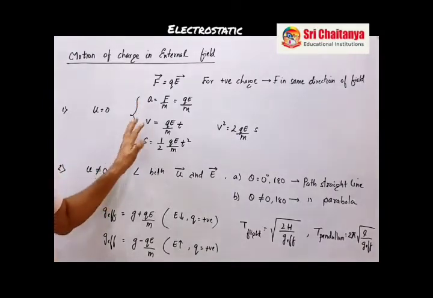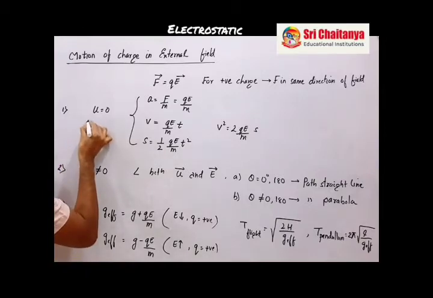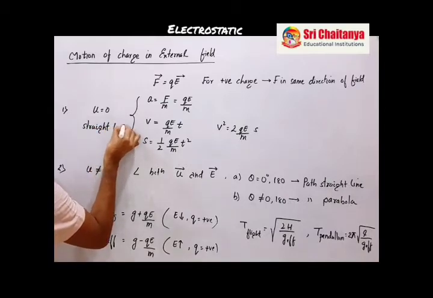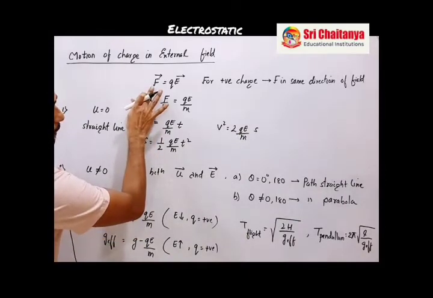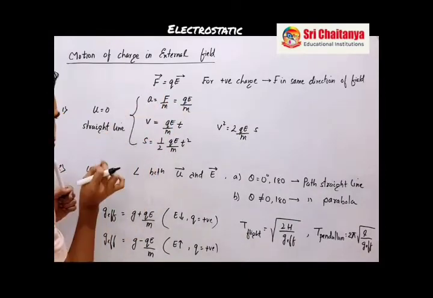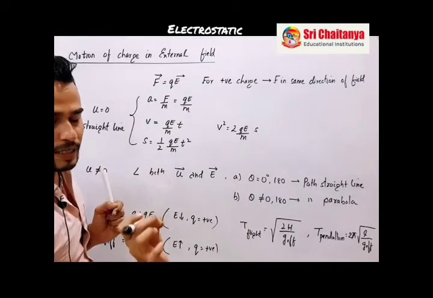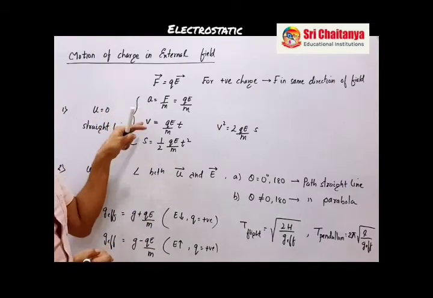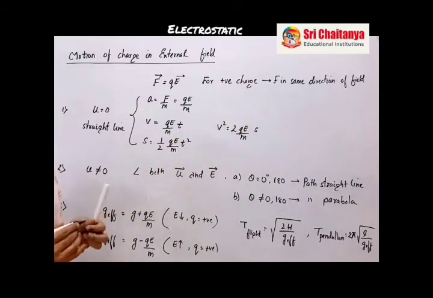And in this situation, the path of the particle will be a straight line. Whatever your direction of electric field, your charge will move in that direction only. So with the help of electric field, force will come QE. If you know the value of force, you can find acceleration QE by m. If you know acceleration, you can use equation of motion, initial velocity 0, to get the value of v, s and v with respect to s.